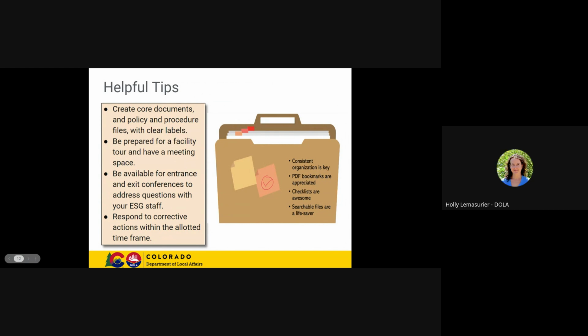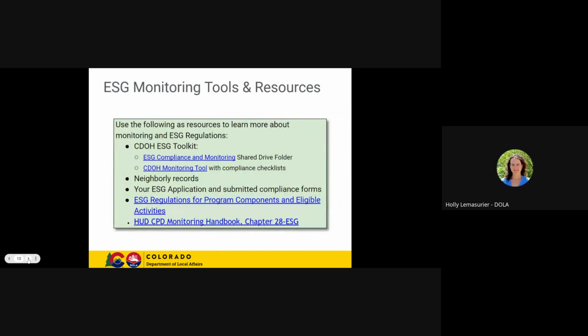In addition to reviewing the monitoring process, we also wanted to provide some helpful tips and tools to help you prepare for your monitoring visit. A few things we'd like to go over include creating a core documents file at your agency where you collect documents of your policies and procedures and clearly label them.